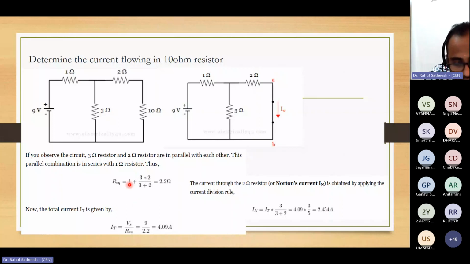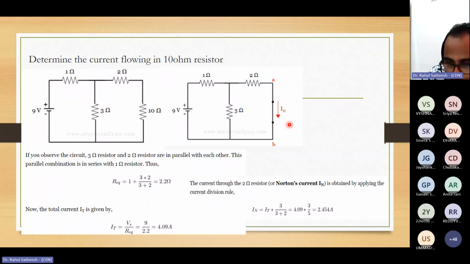We would first find IN. In this figure, the 10 ohm resistor is where the current is to be found, so the 10 ohm resistor is removed and the terminal is shorted. The shorted current is shown as IN. That is the Norton's current. Clear? We need to find out the Norton's current first.